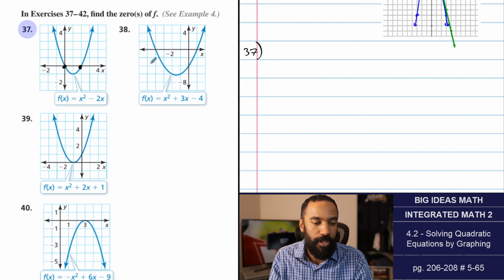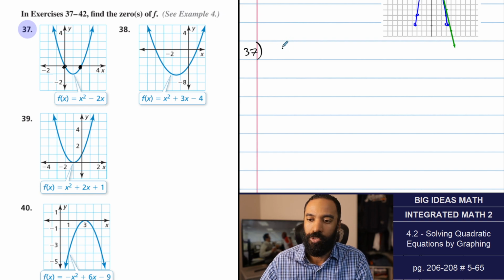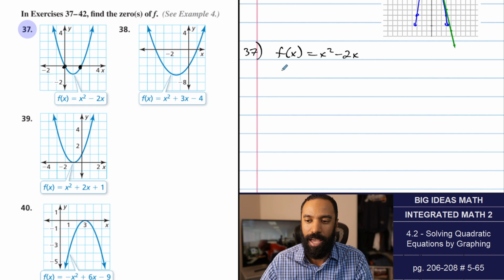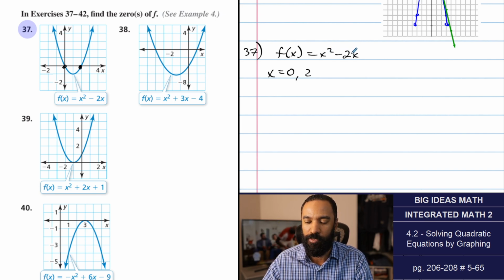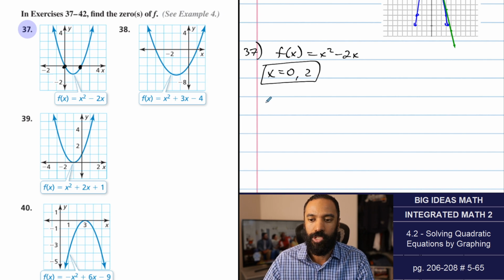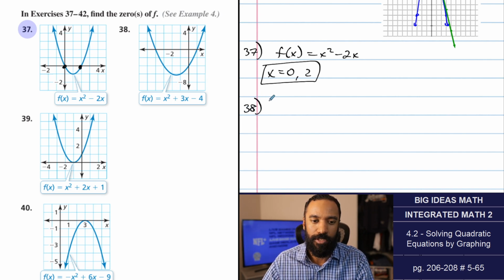I'll write out the equation for you, but it looks like it's crossing at x equals 0 and x equals 2. So as far as that goes, f of x equals x squared minus 2x. I'm not going to copy down the graph again. They have it for you. So x equals 0 and 2. We can double check that. 2 squared is 4, minus 2 times 2 is 4. 4 minus 4 is 0. 0 squared minus 2 times 0 is 0. And those are the two answers. So with the graph, finding the zeros means find where they cross the x-axis.